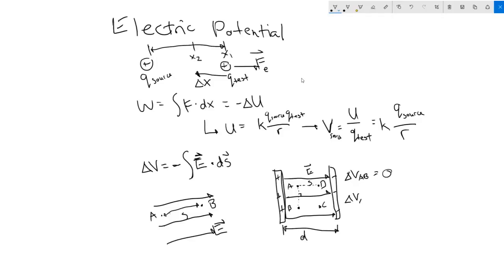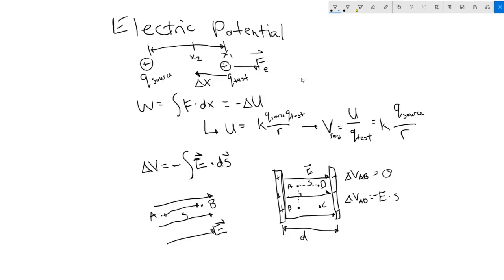Then the voltage change from A to D will be your electric field times S. How this integral turns into that, and actually it should be a negative, depends on a couple of assumptions. If E and S are in the same direction, then the dot product gives you cosine of 0, and so you get the full thing.